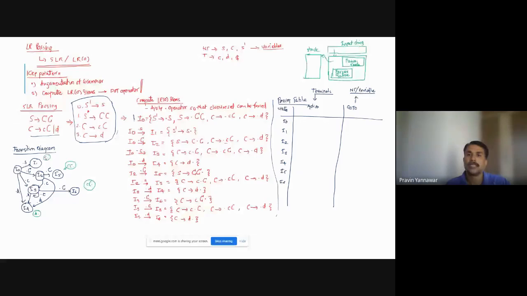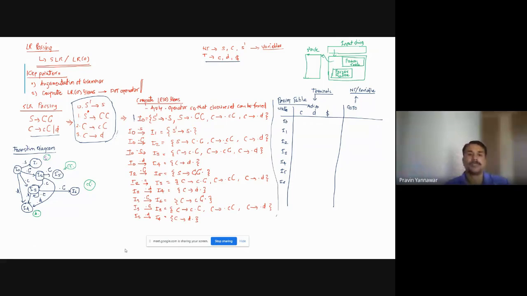So figure out the inputs. In case of action, the terminal inputs we have are C, D, and dollar. So we will say we have C, we have D, and we have dollar. Why did we include dollar? Because our start symbol in the grammar is S, and S is going to be on the top of the stack when we are shifting and reducing. So S has to be reduced if dollar is in the follow of S.